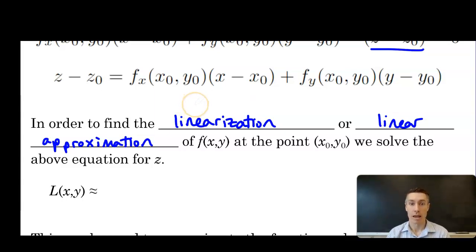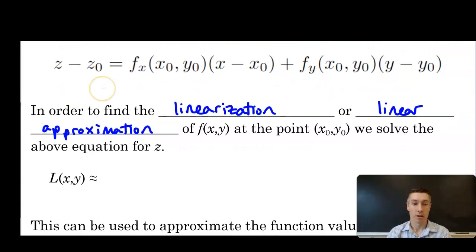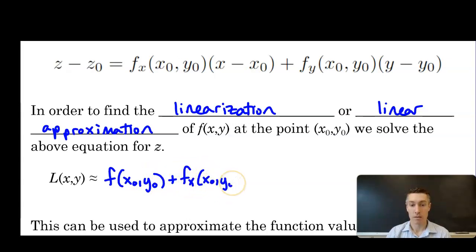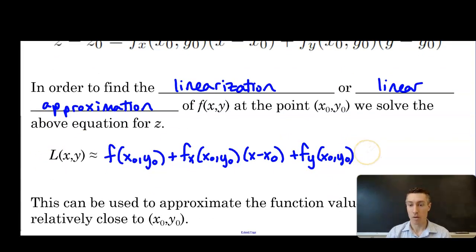So z equals a function f of x, y. We want to create a linear approximation of that function. So if we solve for z, we'd move the z naught term over. Now we're going to replace it with function notation. So that's going to be the function value at (x0, y0) plus the partial with respect to x at that given point times (x minus x naught) plus the partial with respect to y at that given point times (y minus y naught). And this is our linear approximation.